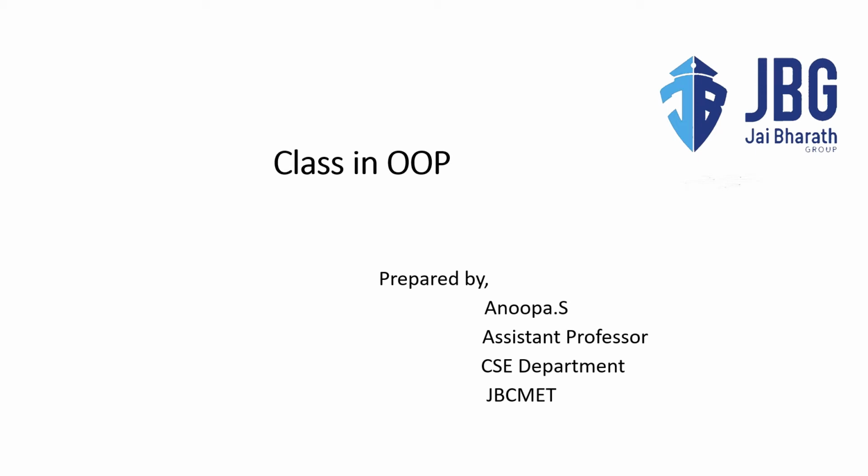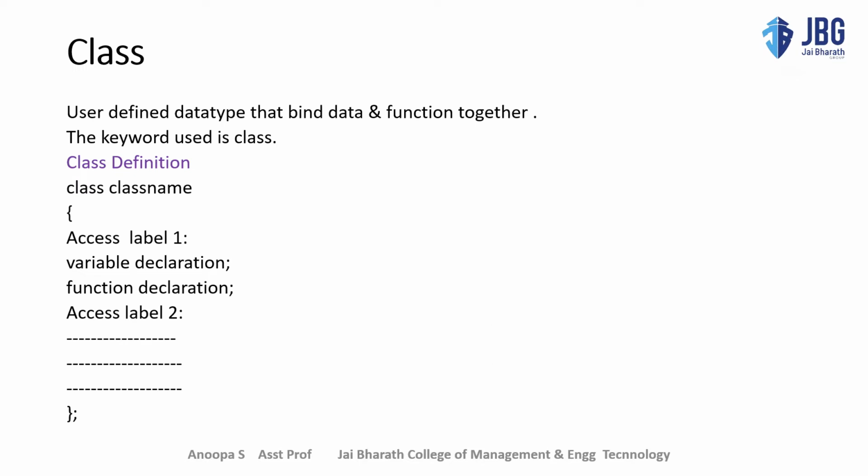In the previous tutorial, we had discussed various concepts of object-oriented programming, and in that we had discussed class. So in this tutorial, we will have a detailed discussion on the class. Now, a class can be defined as a user-defined data type that binds data and function together.